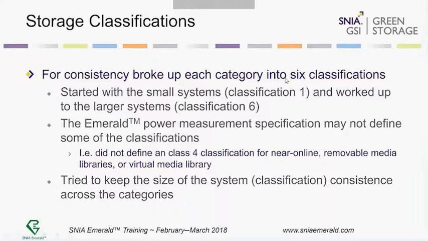We broke them into 6 classifications. They started with the smaller systems. The smallest ones we classified as 1 and worked up to the largest systems. We classified that as 6. And we tried to keep it, to a large extent, consistent across the categories, but in some instances we didn't have specific classes, as pointed out here for near online or removable media, virtual library. We didn't have a class 4, it just didn't fit in properly.